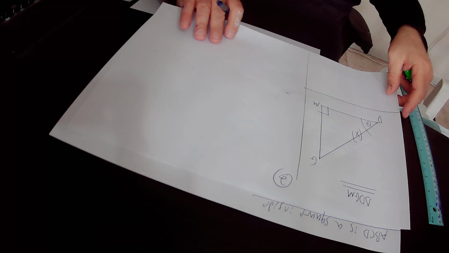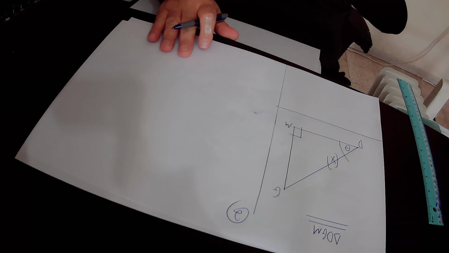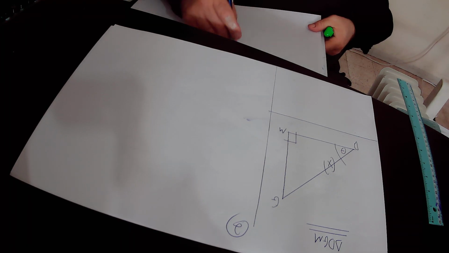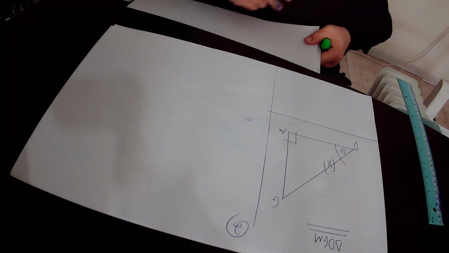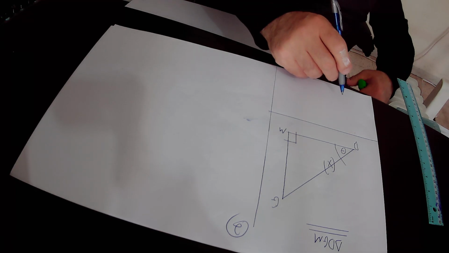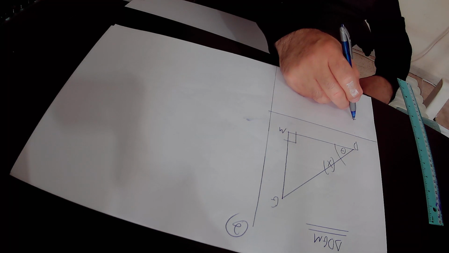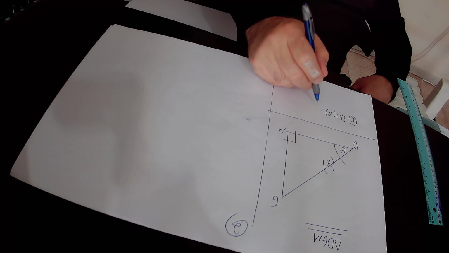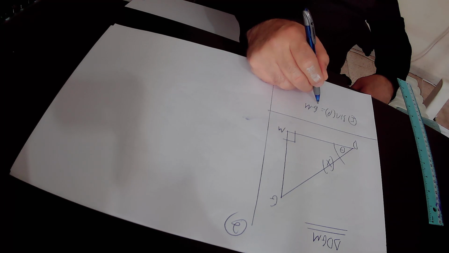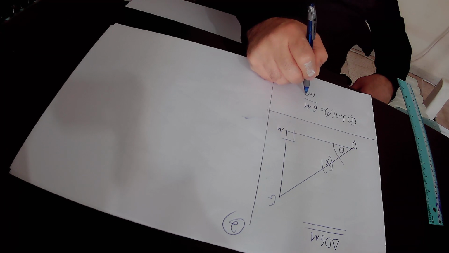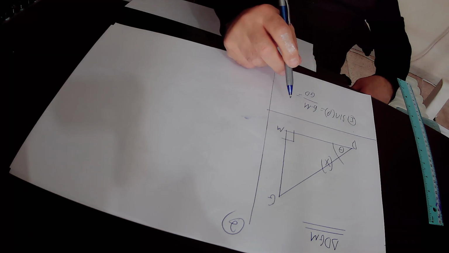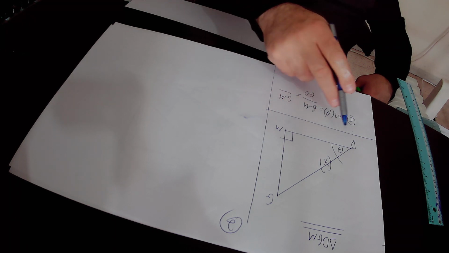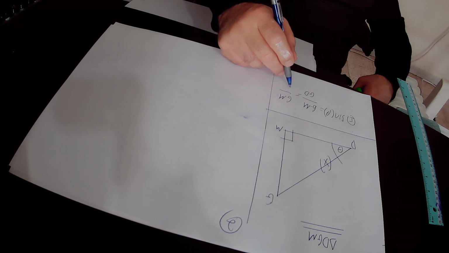So actually, this is the right triangle DGM that I copied from the original drawing. In this right triangle DGM, sine theta equals GM over GD. GM is the missing side, so we leave it as it is. GD equals X, so we substitute GD by X.